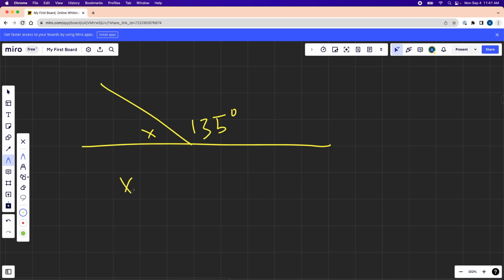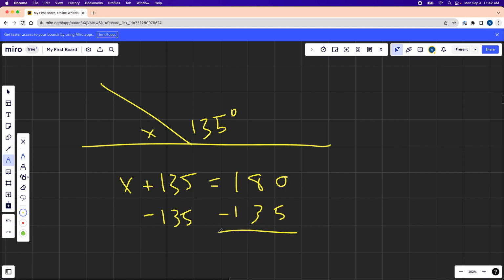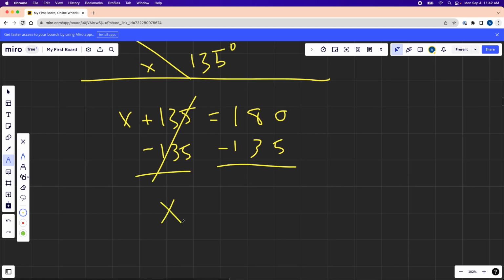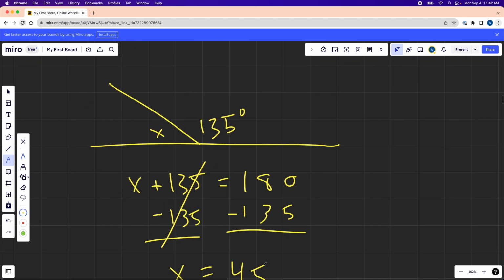So X plus 135 equals 180 degrees. We can use some basic algebra to solve this. I will subtract 135 from both sides of the equation. These will cancel out, and that leaves me with X equals 180 minus 135. That's going to be 45. So this angle over here is 45 degrees.